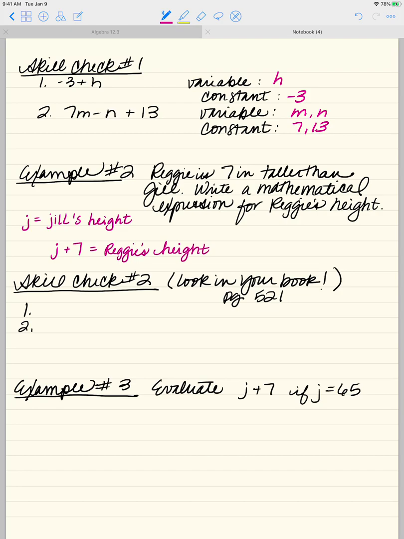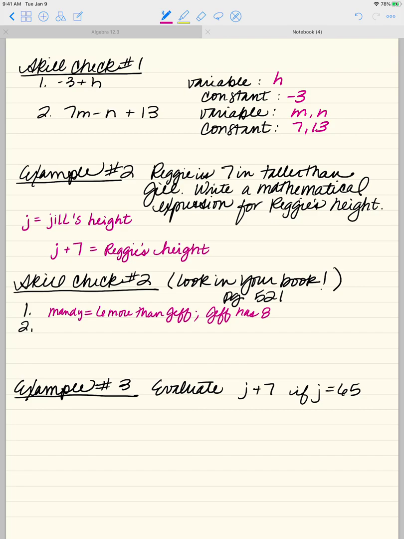Skill check number 2 is a bunch of words. I didn't write them down in these notes. Hopefully you have your books open to page 521. Number 1 says, Mandy has 6 more books than Jeff, who has 8, okay? So Mandy has 6 more than Jeff. Jeff has 8.